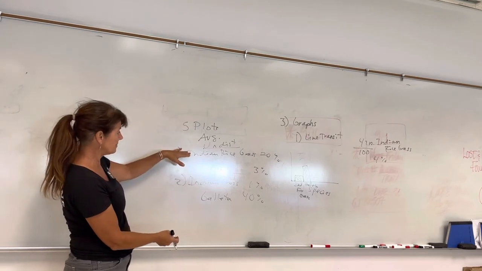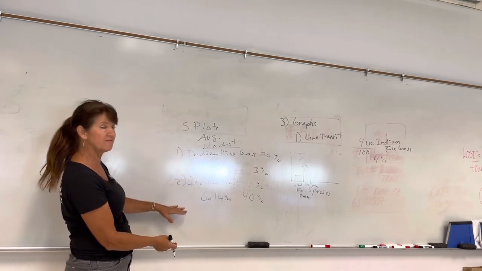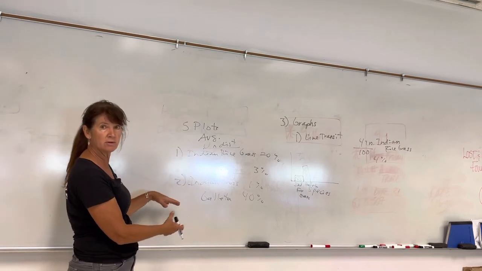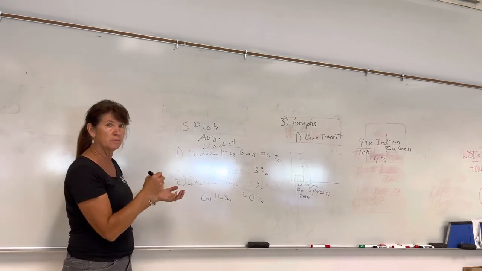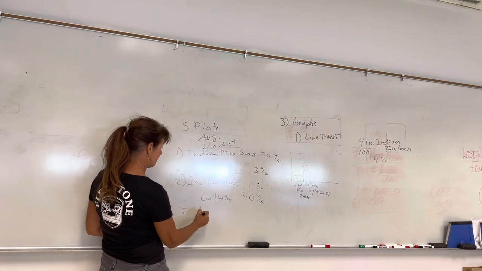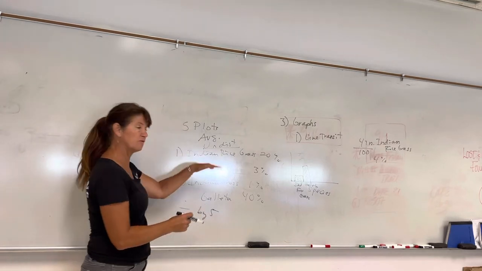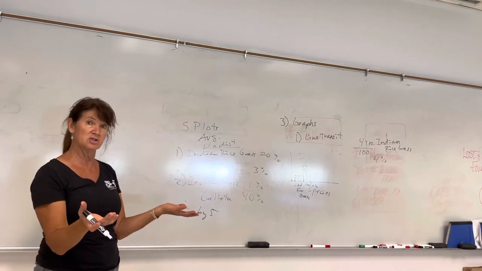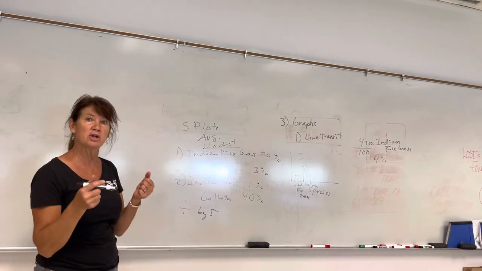For all those 5 different plots, you're going to take an average. So you're going to add up Indian rice grass in all of the 5 plots and take an average. You had 20, you had 1, you had 0, you had 15. And you divide all those numbers by 5, and that will give you an average. And that average is what you're going to graph.